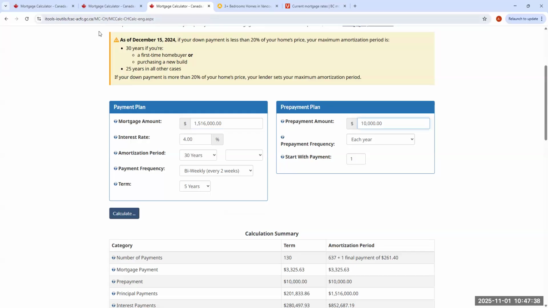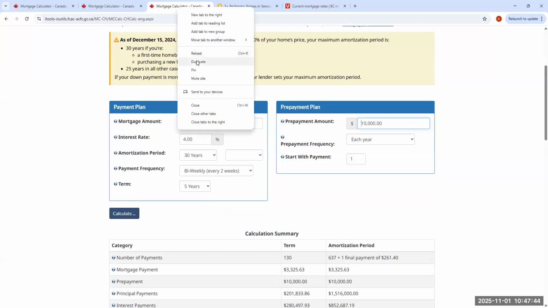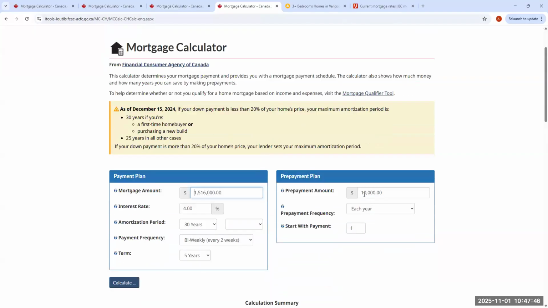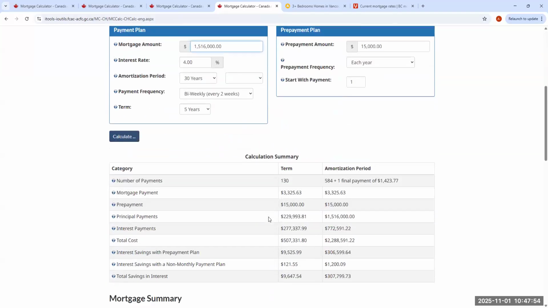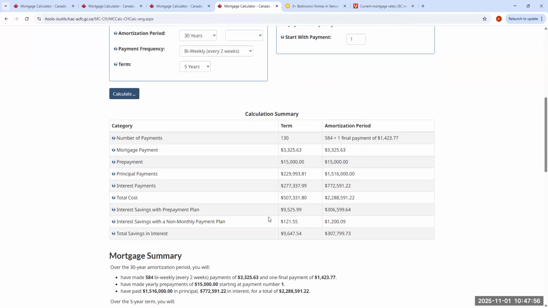The question is, okay, if I pay $10,000 prepayment, what's going to happen? Watch this. Let's say instead of 10,000, let's make it 15 prepayments. What's going to happen now? 5,000 more. You're paying only 5,000 more, and you save $306,000.